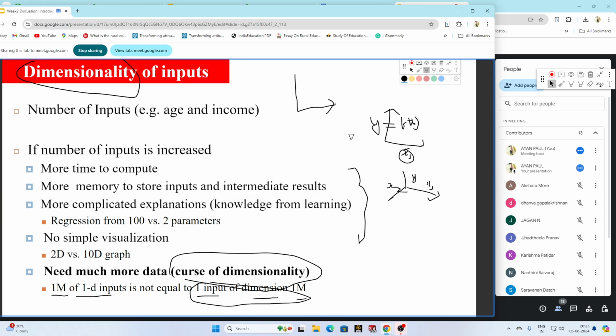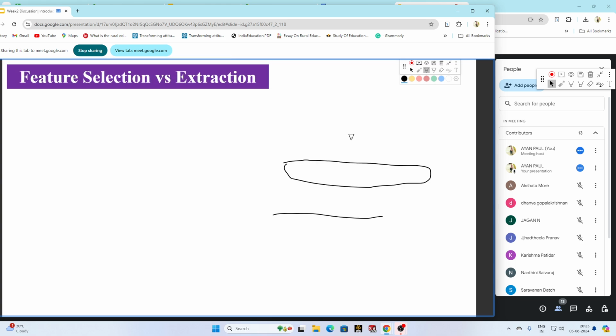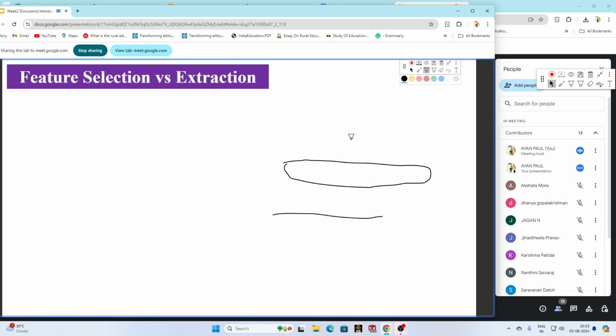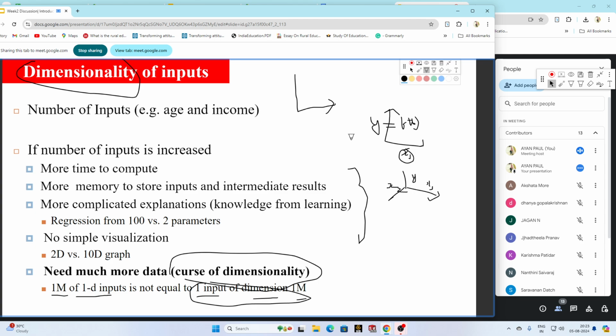So for fitting any curve, we know that we require at least 3 data points, so we cannot fit the curve. So these are the dimensionality of inputs. Now to encounter this, we have two things. One is feature selection and second is feature extraction. Now what is this feature selection and feature extraction? Now how we can come out from this curse of dimensionality?